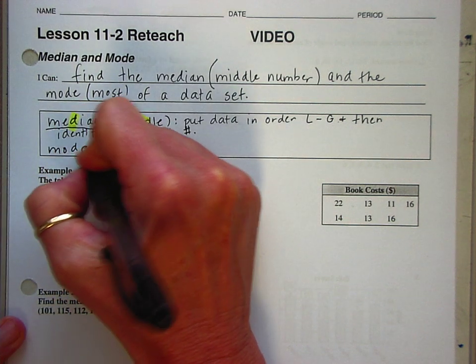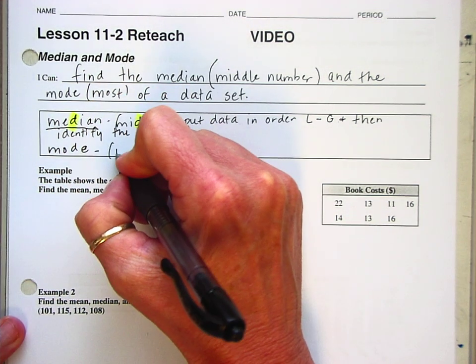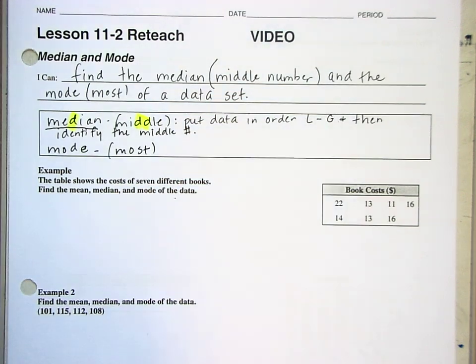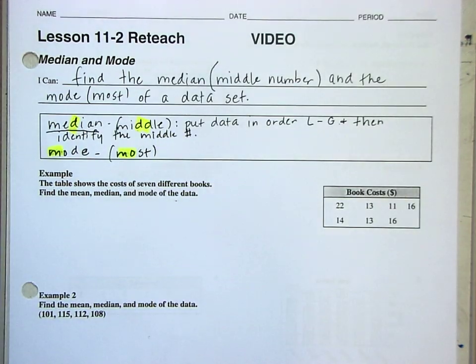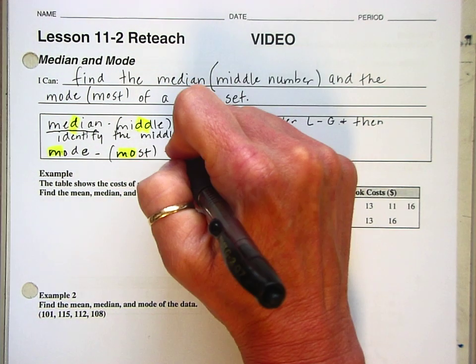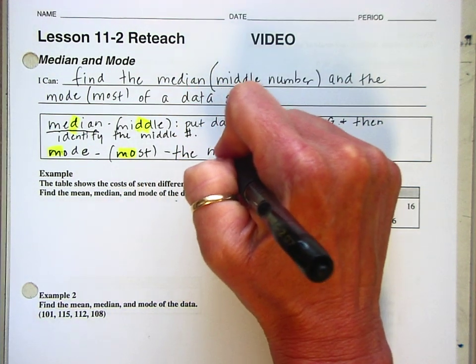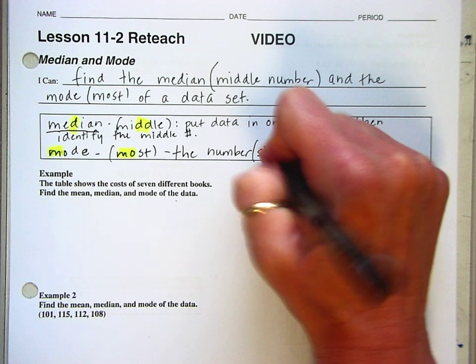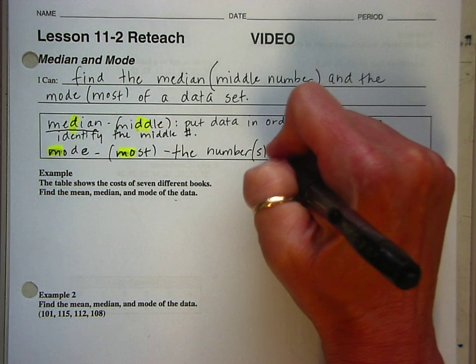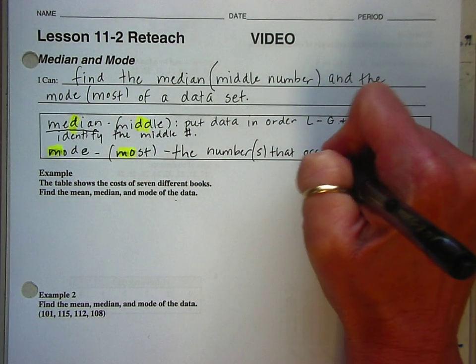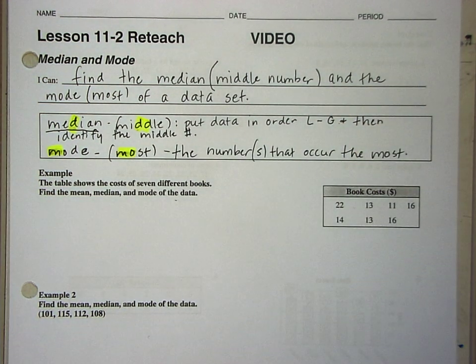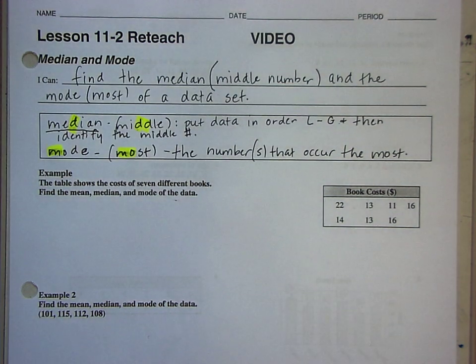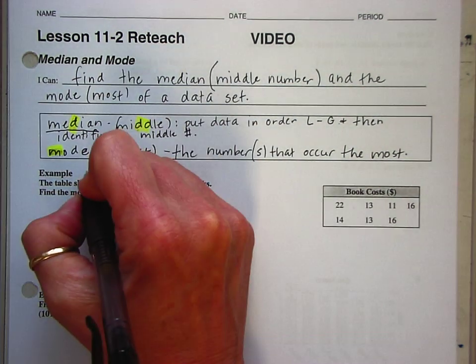Mode, I always highlight the MO because it is the number or numbers that occur the most. So it is the number or numbers that occur the most.